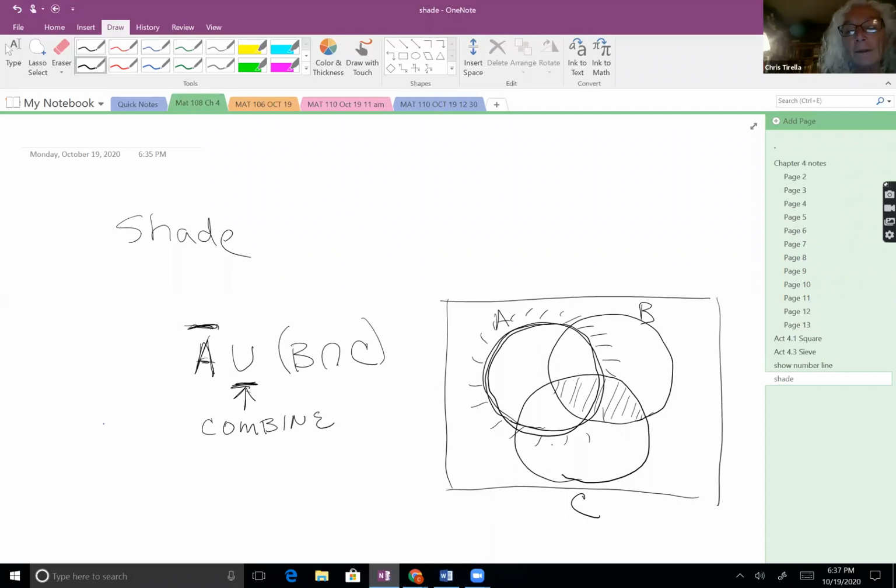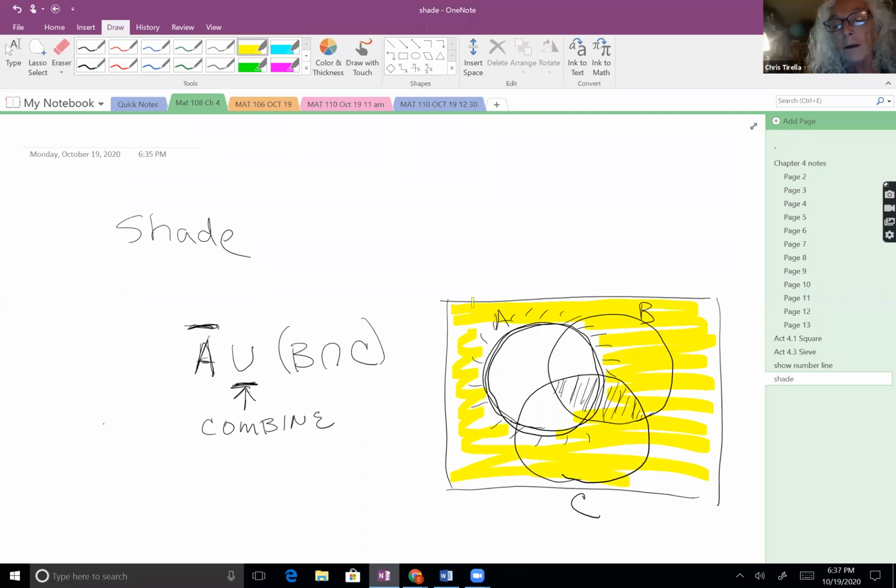So when I combine everything outside of A with where B overlaps C, this picture's getting messy, so I'm going to try to use a highlighter. It's going to be everything outside of A combined with the overlap of B and C. And yes, I failed coloring in elementary school, but you get the idea with the union is combining the two.